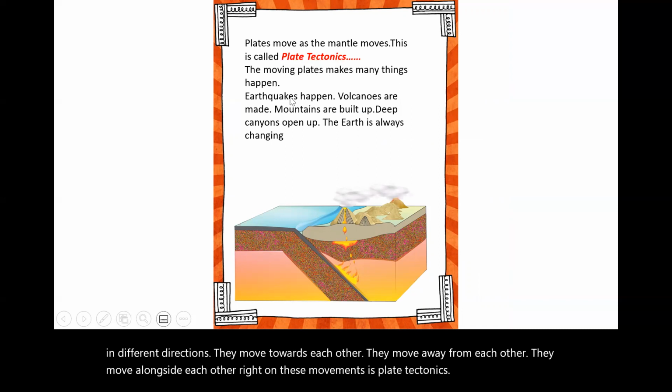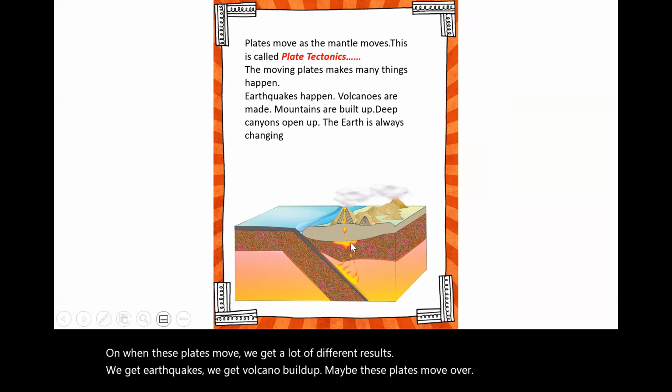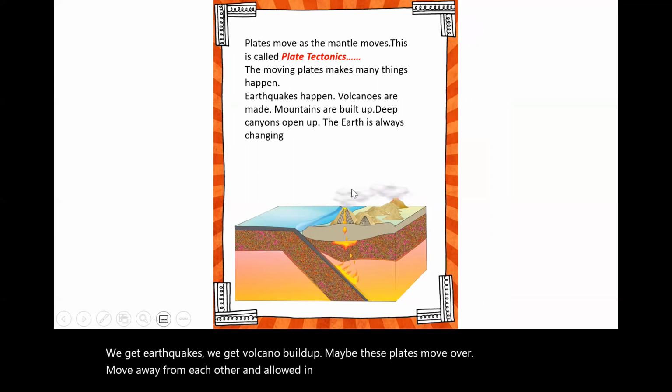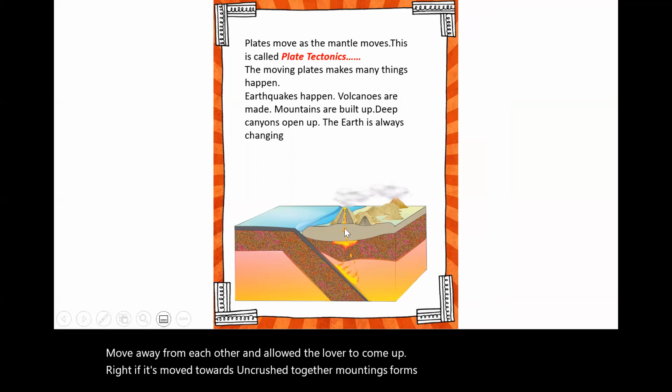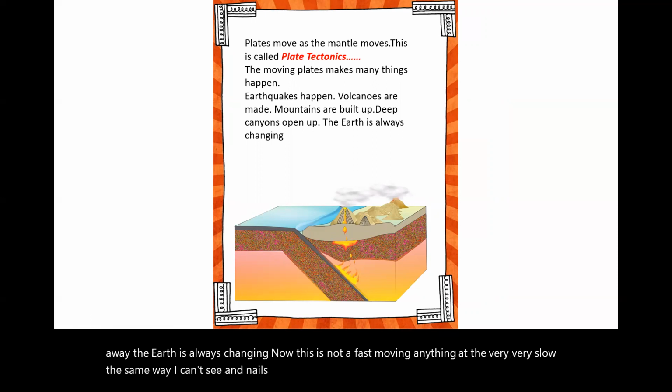And when these plates move, we get a lot of different results. We get earthquakes, we get volcano buildup. Maybe these plates move away from each other and allow the lava to come up. If they move towards each other and are crushed together, mountains form. Deep canyons form, or when they move away, the Earth is always changing. Now, this is not fast moving, it's very, very slow. The same way you can't see your nails growing, even though they are moving, the plates are moving very, very slowly.